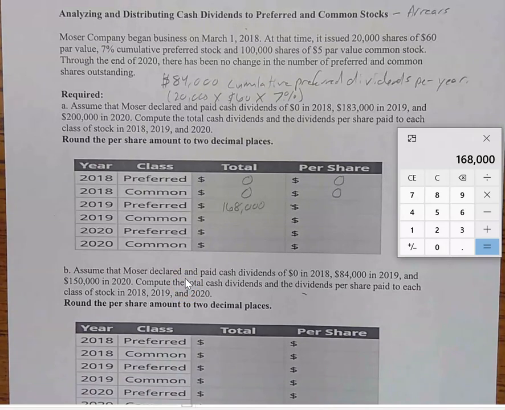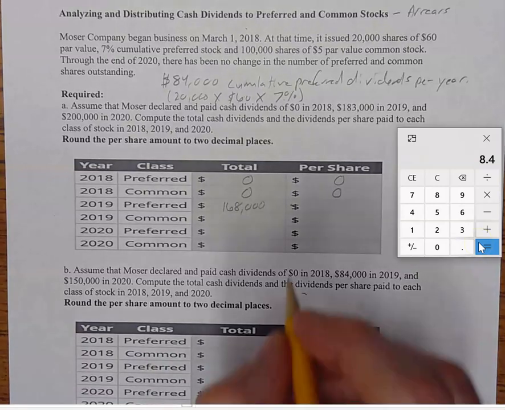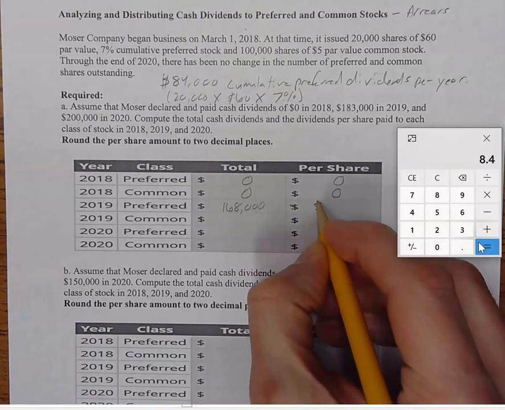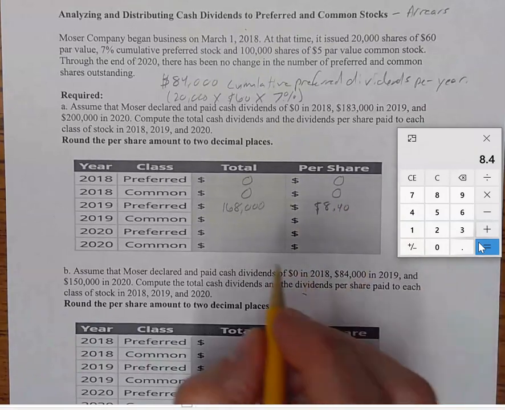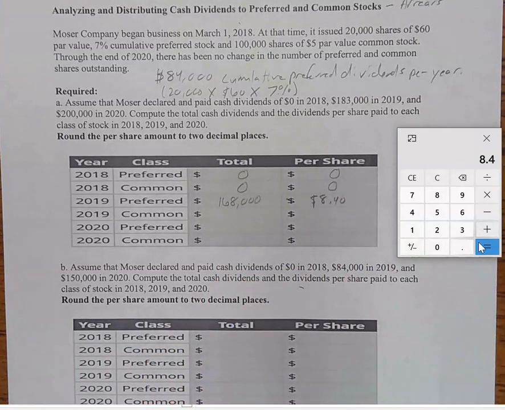However, that's not the case. And so we can also say, okay, well, we paid out $168,000. We have 20,000 shares. We can divide that by those 20,000 shares, and we get a per share dividend for preferred stock of $8.40.